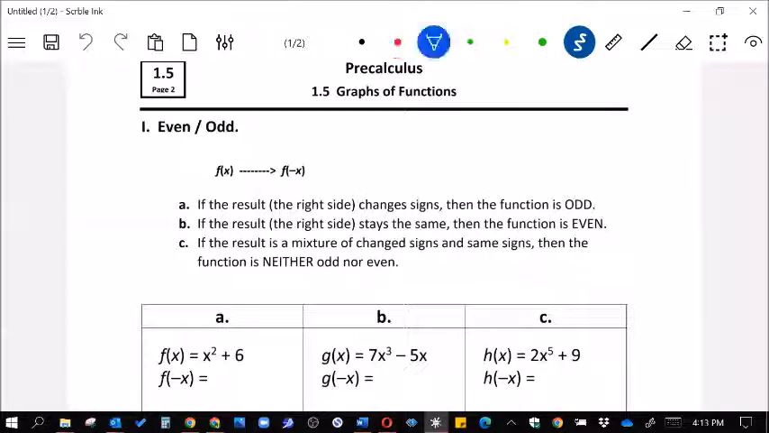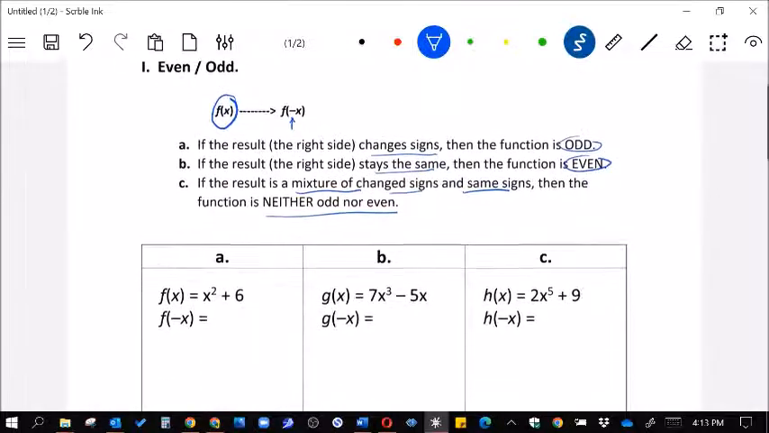So what we're looking at is what happens to f of x when you make the x negative x. If you change it by making the x negative and the result on the right side changes signs, then the function's odd. If it stays the same, it's even. If there's a mixture of changed and same signs, then it's neither even nor odd. So let's look at examples of this.